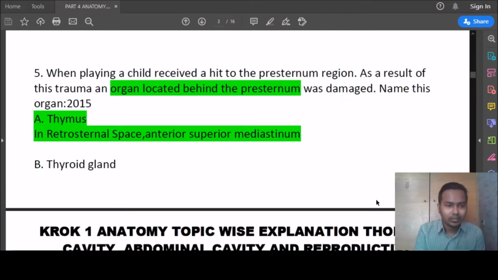The thymus is located in the retrosternal space in the anterior superior mediastinum. In the area of the anterior superior mediastinum, in the retrosternal space, behind the sternum, is the presternal area.